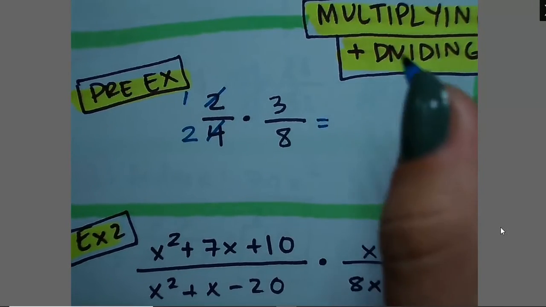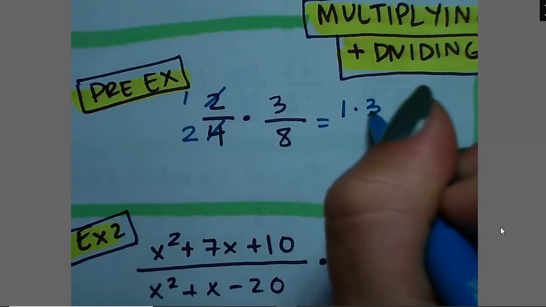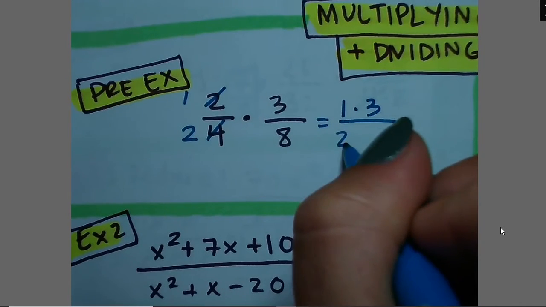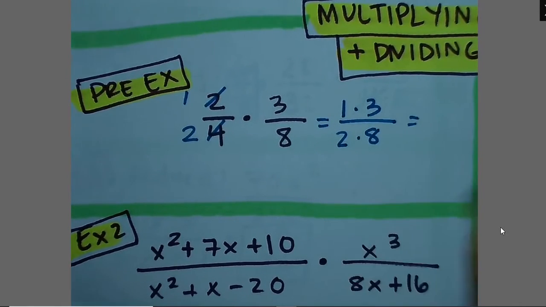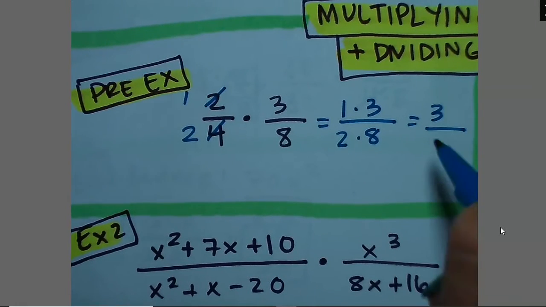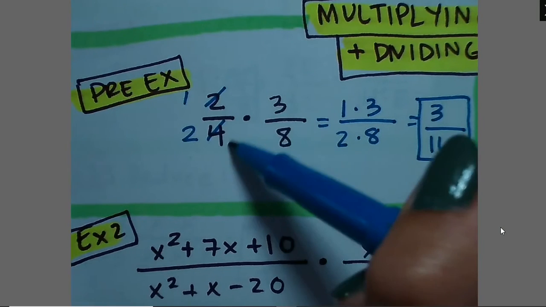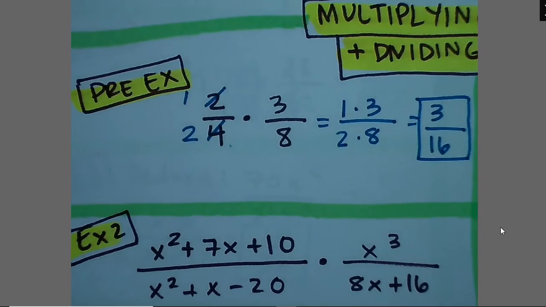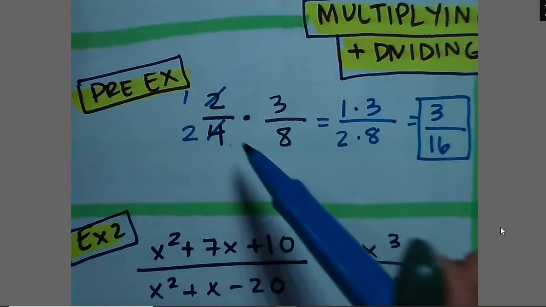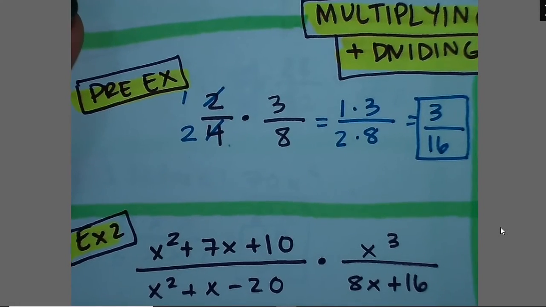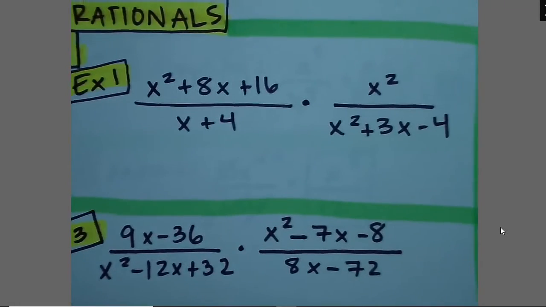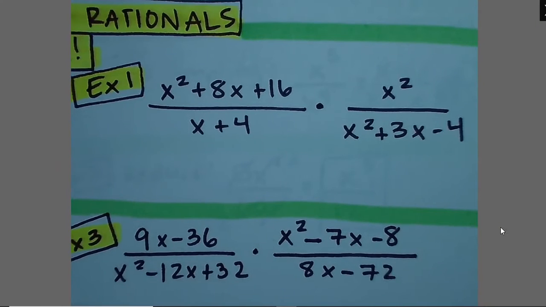So I'm going to do 1 times 3 and 2 times 8. Okay, so 1 times 3 is 3, and 2 times 8 is 16. Okay, so this is how you would multiply fractions, and this is just reducing and then multiplying across. So we're going to do the exact same thing with these next problems, where we're going to reduce and then multiply across.